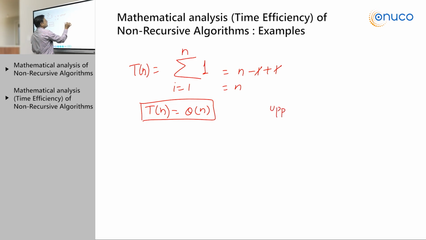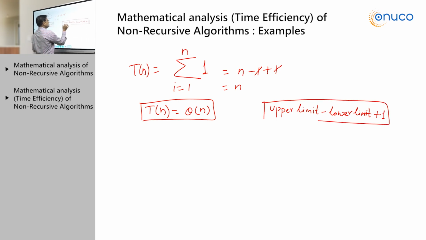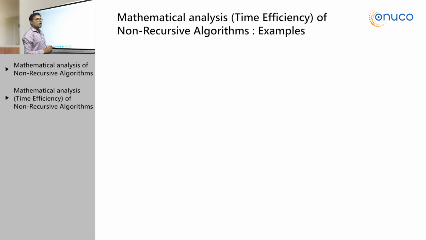And we can note that when you are solving this summation expression, we are going to write upper limit minus lower limit plus 1 for basic operations. That we are going to use for all the problem scenarios. So let us see the next problem.